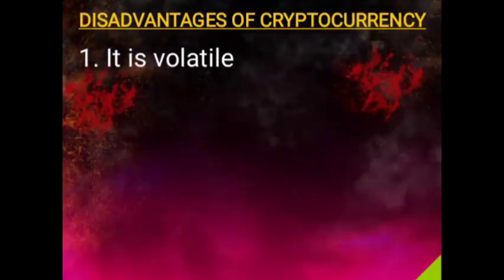Okay, so now, as we know the advantages of using cryptocurrencies, let's go to the other side of cryptocurrency, the disadvantages. One disadvantage of cryptocurrency is volatility. That is, cryptocurrencies vary unpredictably. It can increase or decrease, it can rise, it can fall.